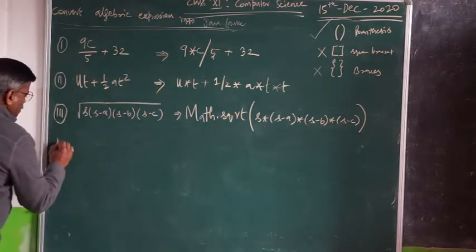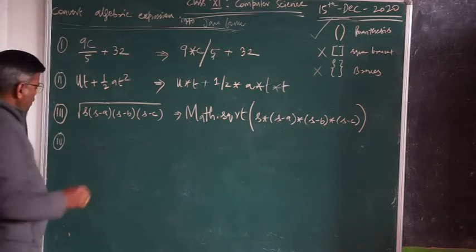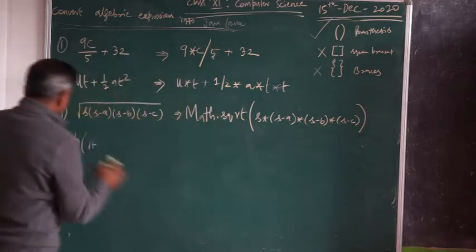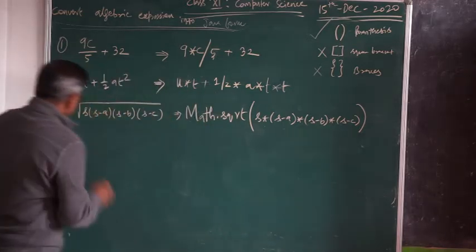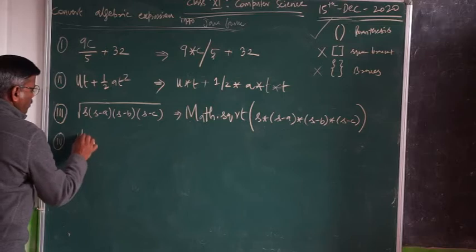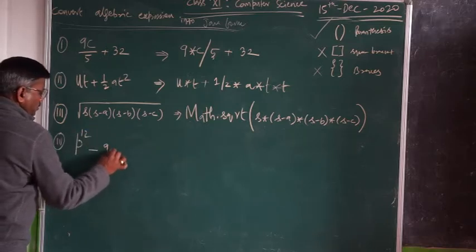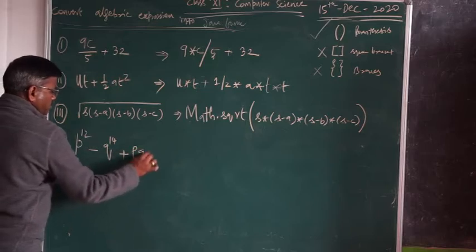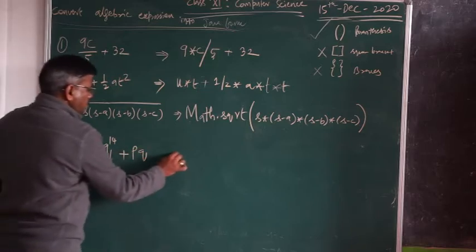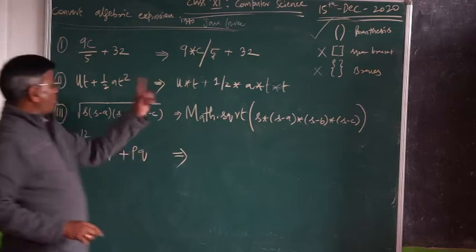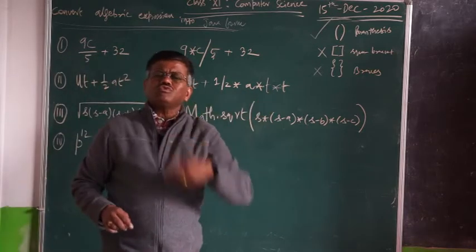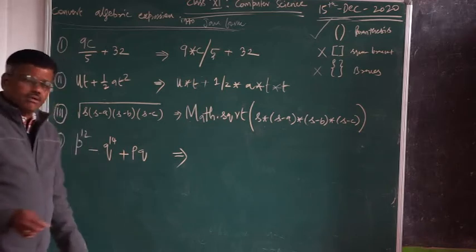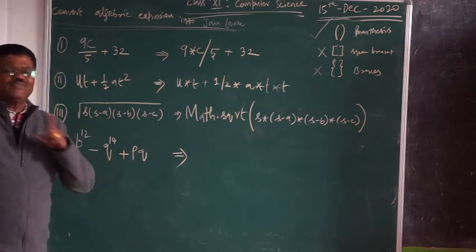Here, the fourth one. P into (1 plus the base), and P to the power of 12 minus Q to the power of 14 plus PQ. How do you write it? Here, for T square, we wrote T into T because only two times is there. But I cannot write P 12 times, it's a punishment. I cannot write Q into 14 times.